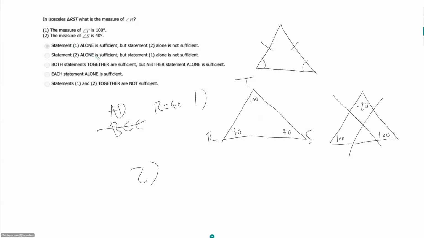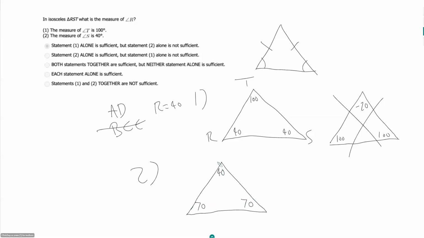What about the second one? The measure of angle S is 40 degrees. I can do a similar thing where I say, okay, that 40-degree angle can either be up here, and so these two angles here would be what? They've got to add up to 140, so 70 each.